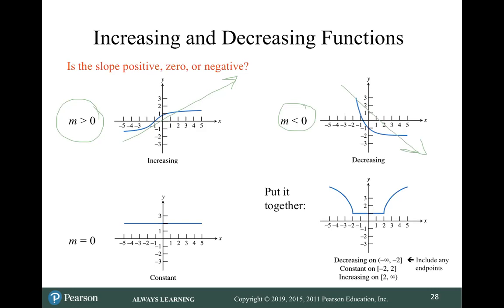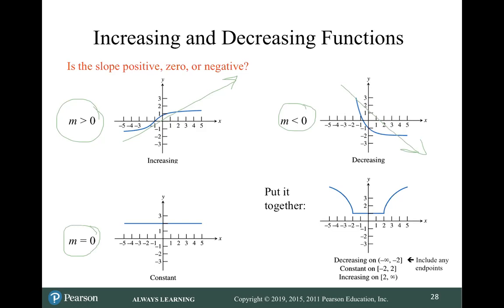And then our other option is if the slope is 0, they're not increasing or decreasing, they're staying the same, constant meaning the same, then we would have a constant slope. We would have a constant function. And then we can have combinations. We can have parts of a graph that are increasing, decreasing, and parts of a graph that are constant.